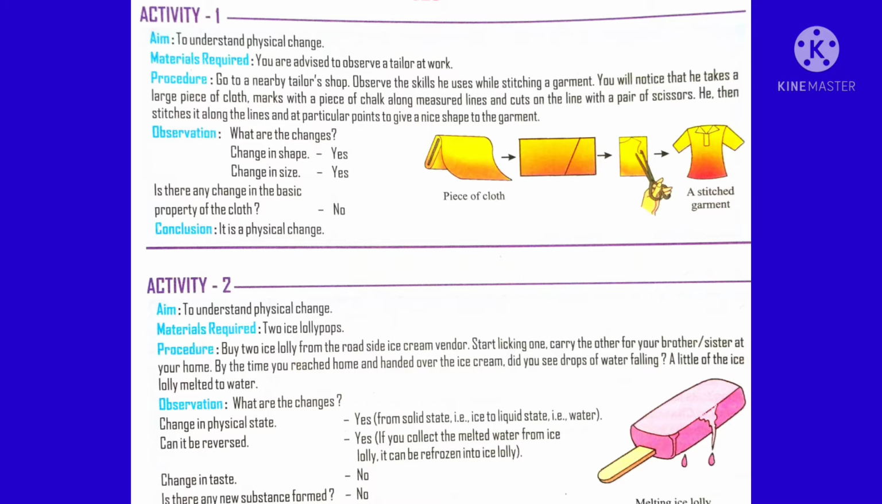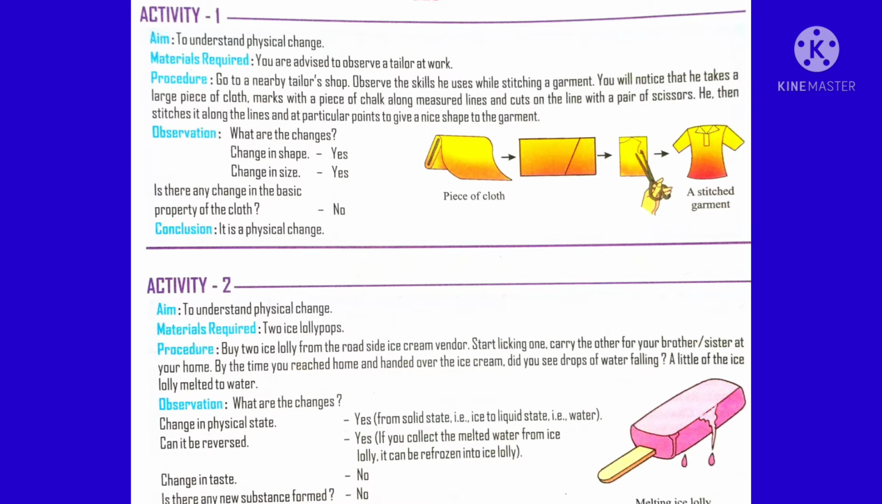No, we get the same material. So this process is called physical change. Cutting a piece of cloth or cutting a piece of paper is called a physical change. What do we conclude? It is a physical change because no new substance is formed.